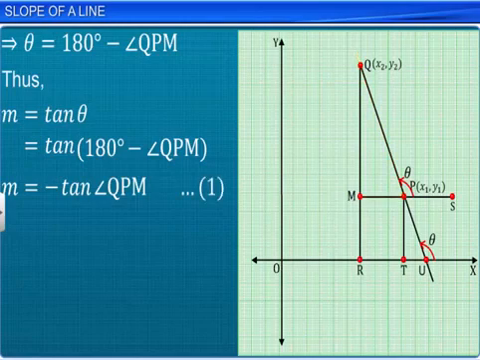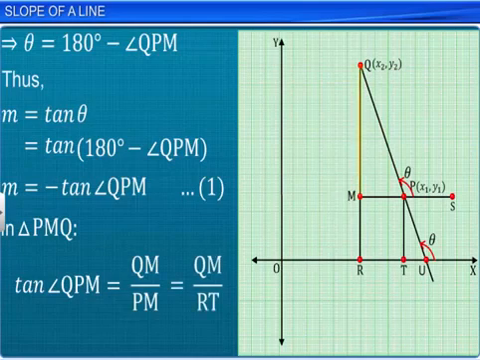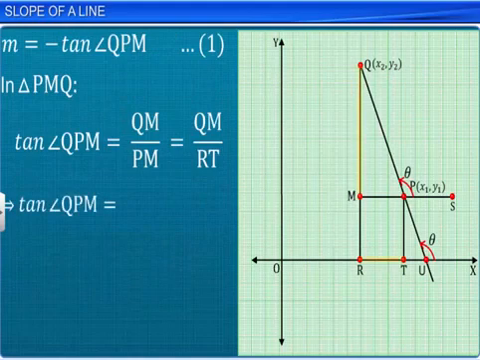In right-angled triangle PMQ, tan of angle QPM is equal to QM upon PM or QM upon RT, since PM is equal to RT. Putting the values of QM and RT in terms of the coordinates of P and Q, we get equation 2.